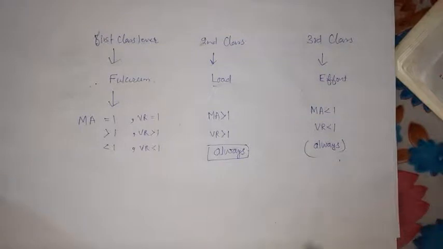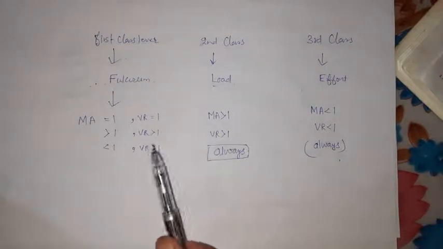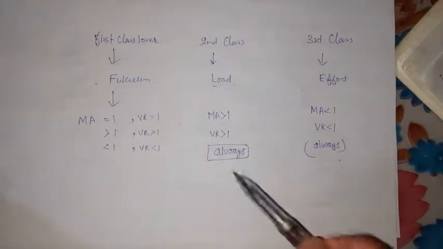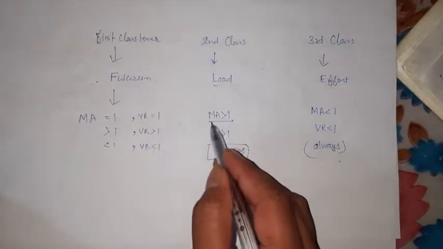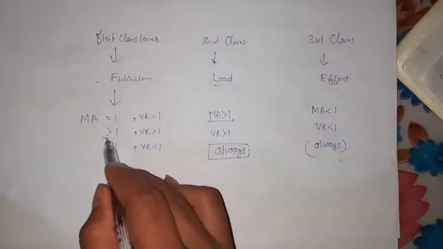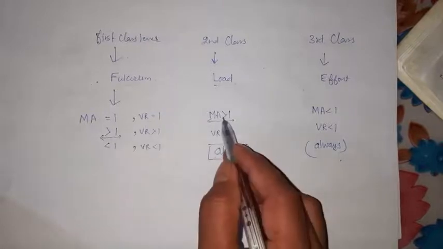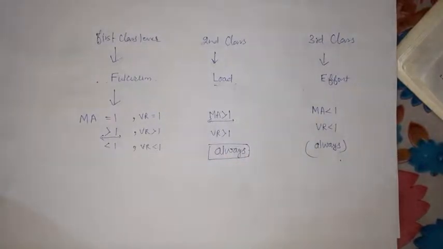So for which class lever is the mechanical advantage greater than 1? The first class lever can also have its mechanical advantage greater than 1, and the second class lever also has mechanical advantage greater than 1. But it is always greater than 1 for the second class lever.